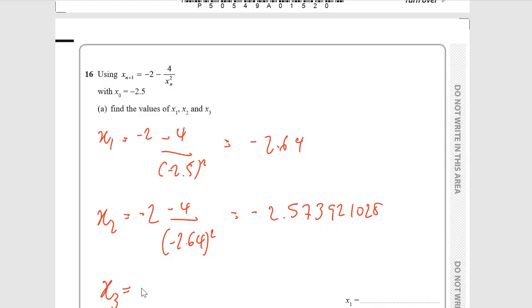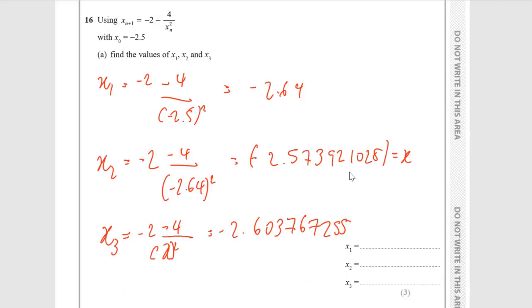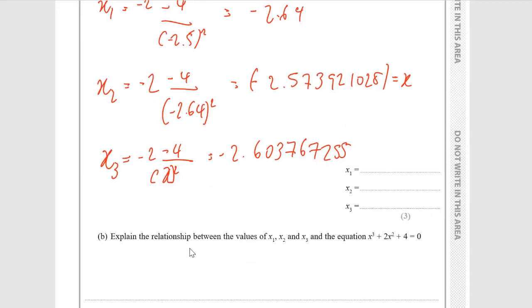And then x3, so again minus 2 minus 4, and then we're going to put in the answer. So I'm just going to call this x here. So x squared, which is going to give us minus 2.6037672255. Okay, so these are the values for 16, and you can just put them in here. So this will explain the relationship between the values of x1, x2, and x3 and the equation x to the power of 3 plus 2x squared plus 4 equals 0.